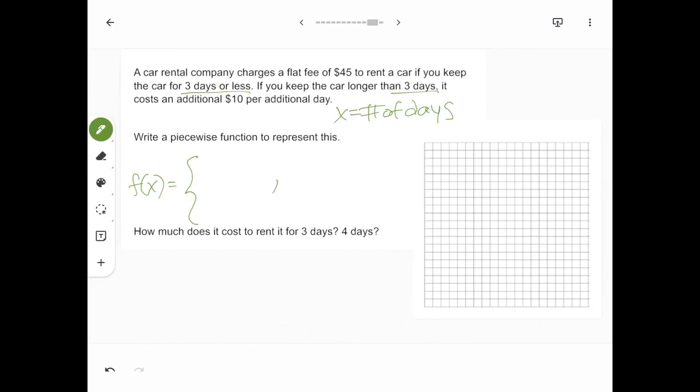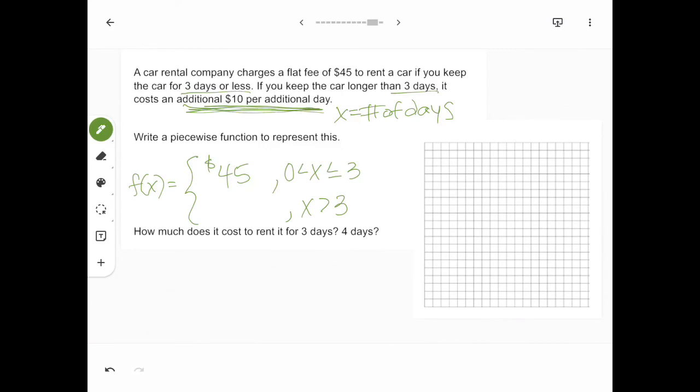If you have the car for 3 days or less, meaning x is less than or equal to 3, you're going to pay $45 flat fee to rent that car. One thing I do want to point out, you're not going to rent a car for 0 days, so our x will also be bigger than 0. For longer than 3 days, so if x is greater than 3, they're going to charge us that flat fee and then an additional $10 per additional day.